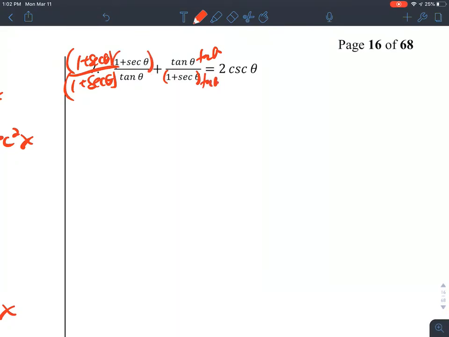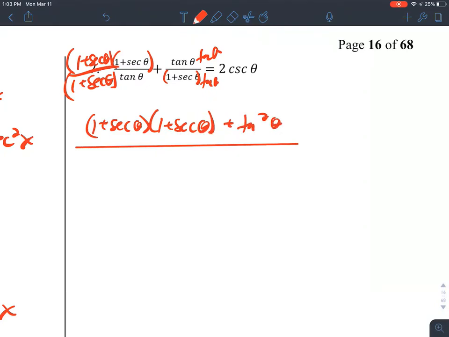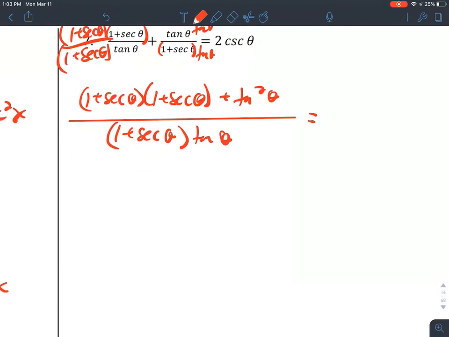That's going to give me 1 plus secant of theta times 1 plus secant of theta plus tangent squared of theta. My denominator, 1 plus secant of theta times tangent of theta. Now, a lot of times multiplying out the denominator isn't very useful. Depends on the problem whether it is. I'm going to hold off on multiplying that out just in case it's not useful.